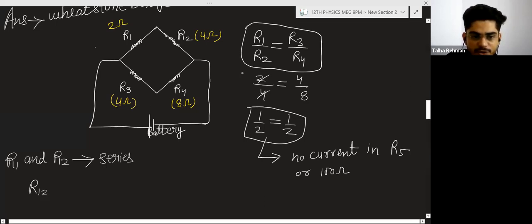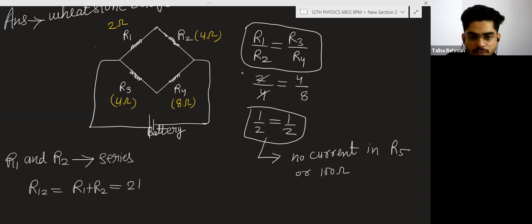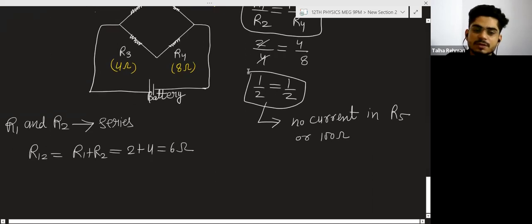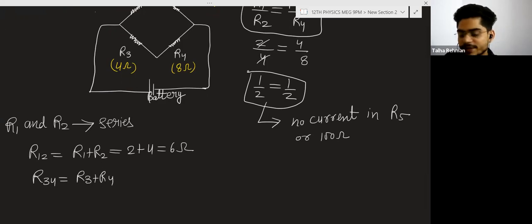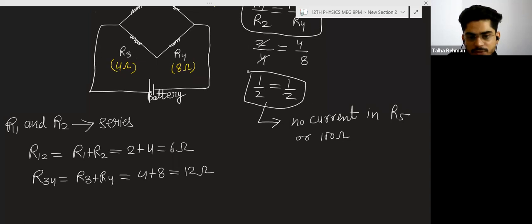You can find R12. So you will write R1 plus R2. R1 is 2 and R2 is 4, so this will become 6 ohm. Similarly, you can find R34, which is R3 plus R4, since R3 and R4 are also connected in series. So you write 4 plus 8, and you will get 12 ohm.